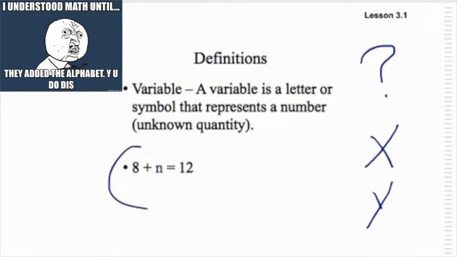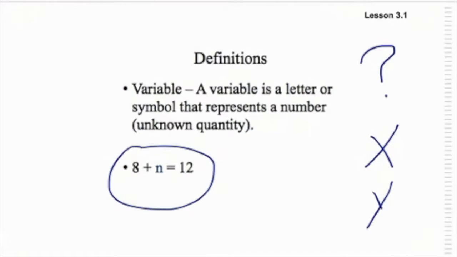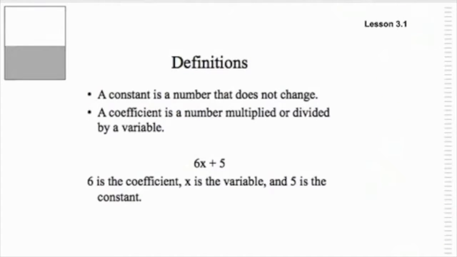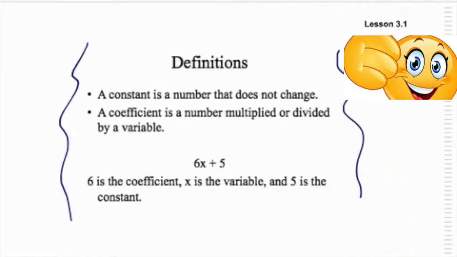So if you see here, it's saying 8 plus N equals 12. As of right now, we don't know what N is. I mean, some of you could probably eyeball it and figure out what N equals. But right now, we don't know what that N is. Because it's a number that we don't know, we give it a letter. This, I would like you to read on your own and just call me over if you have any questions.